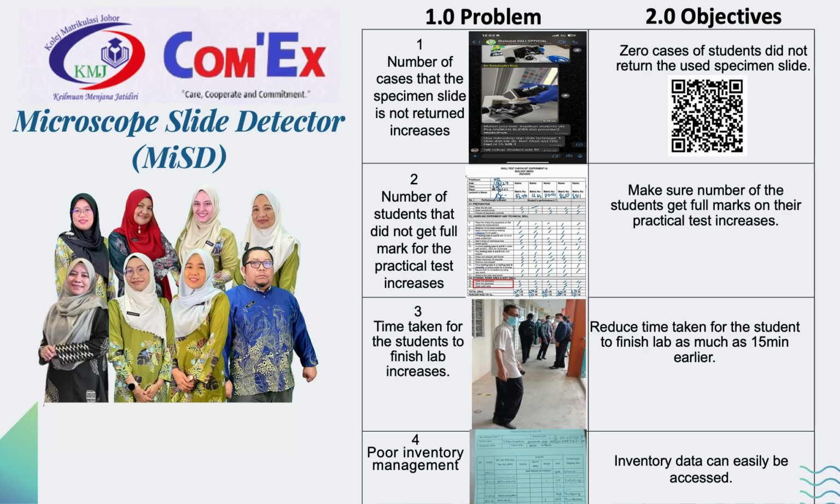Why did we come up with this innovation? Number one, it is due to the increasing number of unreturned specimen slides after each experiment. Number two, the number of students who did not get full marks, especially for the item storing of apparatus for the practical session, has increased. Number three, the time taken for students to finish the lab session has increased, which causes a delay for the next class to enter the lab, and simultaneously creates a crowd in front of the lab that may disturb the pathway of other people, as shown in the figure.